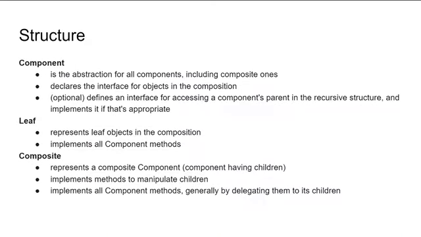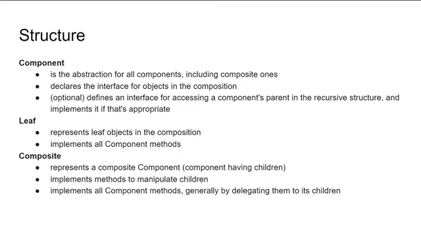First is the component interface, which is the abstraction for all components, including composite ones, and declares the interface for objects in the composition as well as defines an interface for accessing a component's parent in the recursive structure and implements it if that's appropriate. This criteria is actually optional. You can use this or not. It's up to the developer or the UML class designer.